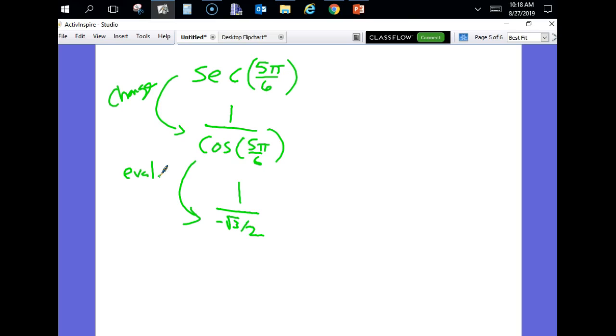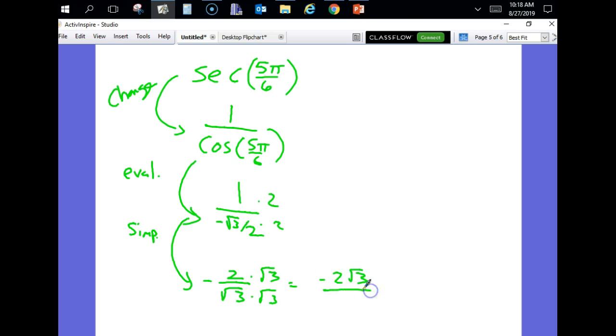I'm going to put evaluate for evaluate, right? Now, what's next? The next thing I'm going to say is, let's simplify this. So what do we do about the little 2 on the bottom? How do I get rid of it? And so that's going to give me what? And we still need to simplify it because we don't like radicals on the bottom. And so that gives me negative 2 radical 3 over 3.